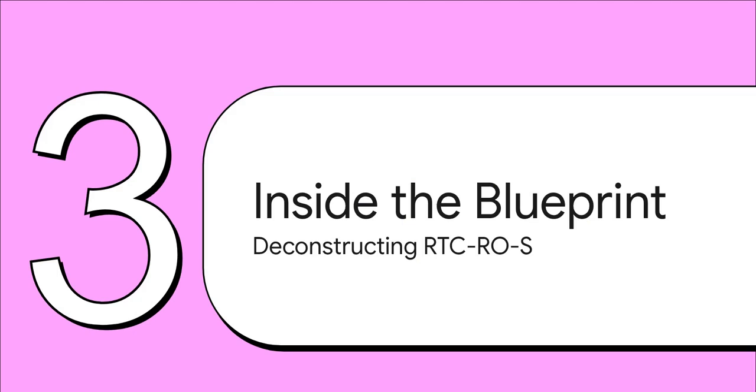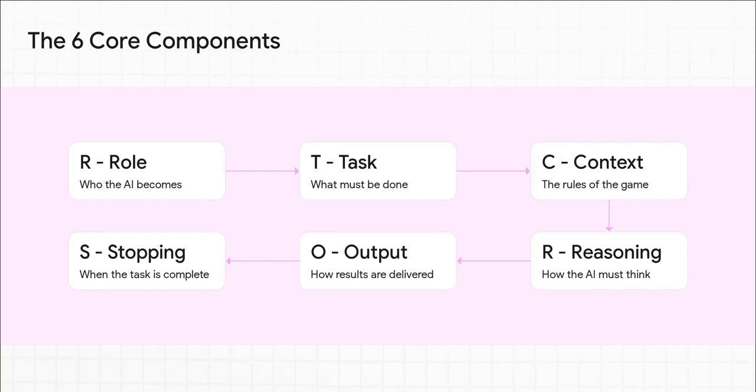All right, so what's actually inside this blueprint? Let's deconstruct the RTC-RO-S framework piece by piece and see what makes it so incredibly powerful. We're going to break down each component to see how it all adds up to a perfect result. Here they are, the 6 core components. Now, I know, the name RTC-RO-S doesn't exactly roll off the tongue, but just think of it as a checklist for perfection that answers 3 critical questions. Who is the AI? What is its exact mission? And what does a finished job actually look like? Let's dive into that first one, role.